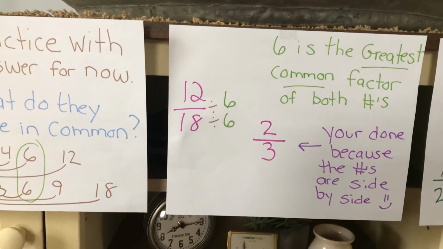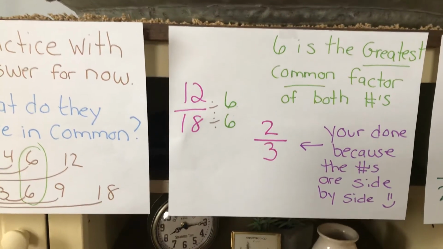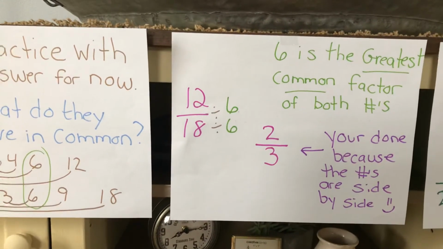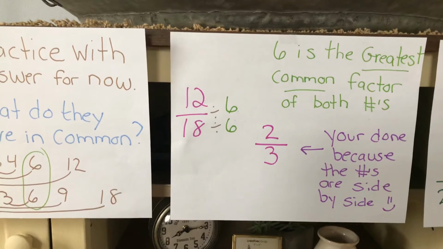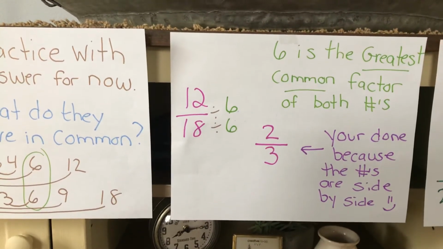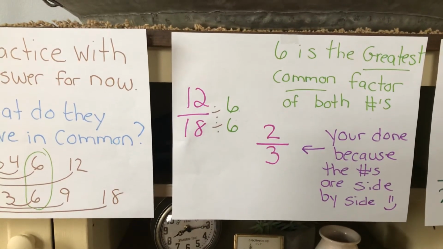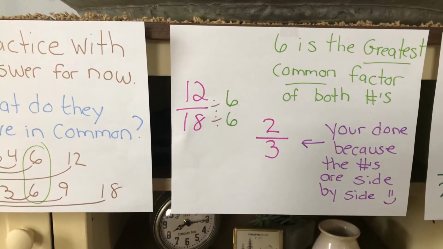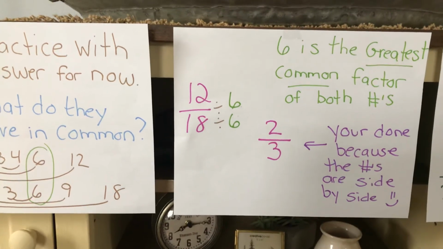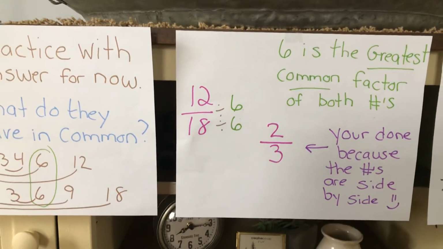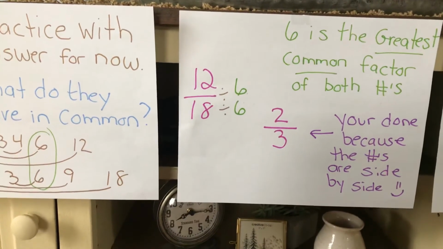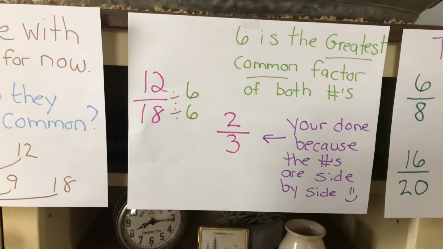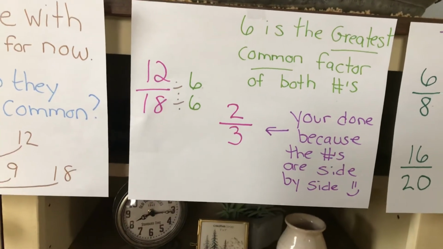That's a rule. The other thing is, if you're struggling with the idea of dividing the two numbers by their common factor, think it backwards. 2 times what equals 12? 2 times 6 equals 12. Or look at it this way. 6 times what equals 18? 3. So 2/3 is lowest terms for 12/18.